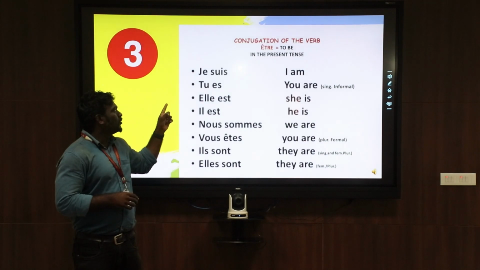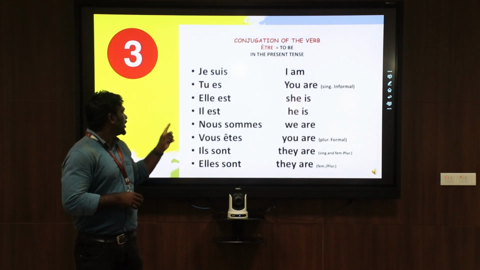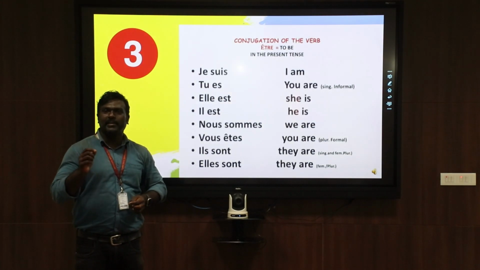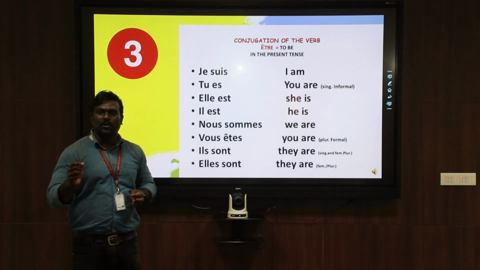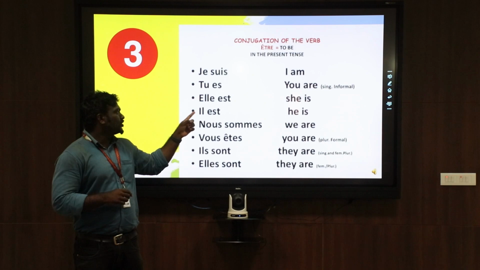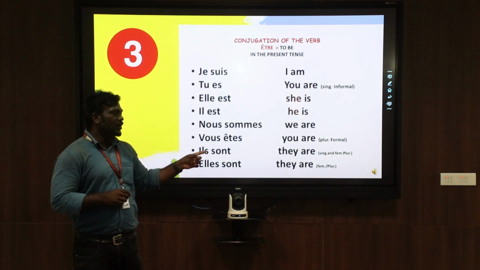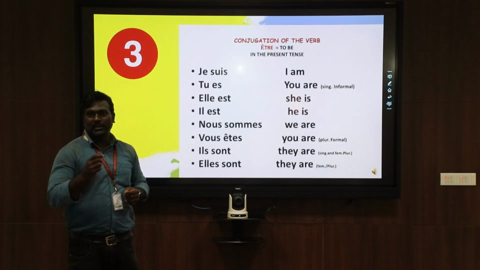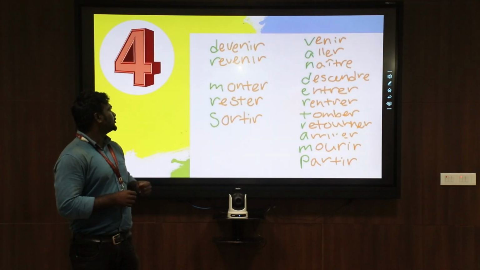This is the auxiliary verb être, that is to be. Je suis, tu es, il est, elle est, nous sommes, vous êtes, ils sont, elles sont. I am, you are, he is, she is, we are, you are, they are, feminine, only women. Okay, next slide.